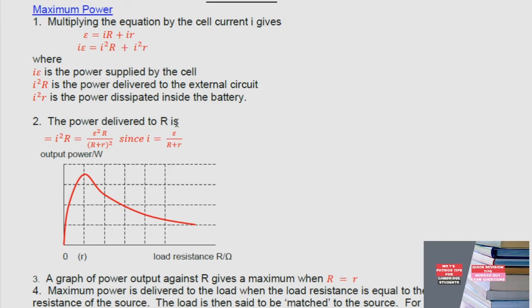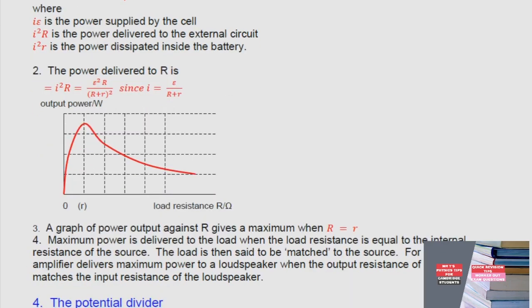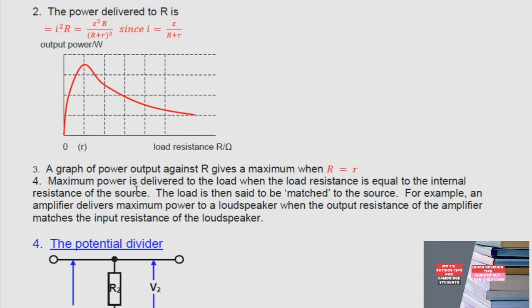So the power delivered to R is I squared big R, which is equal to E squared R divided by bracket R plus r squared, since I is equal to E over R plus r. I hope you follow that. So from the graph, you've seen that the maximum power is delivered to the load when the load resistance is equal to the internal resistance of the source. The load is then said to be matched to the source.